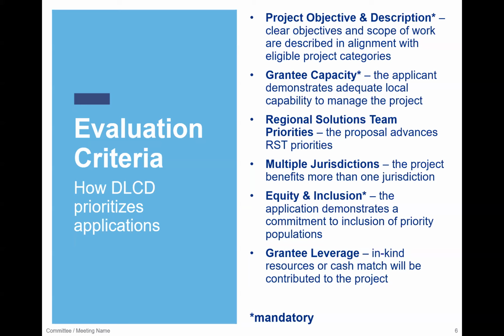While we do have quite a bit of flexibility, we do keep to the list of priorities to the extent that we can. There's a few mandatory priorities, and then there are some that provide weight to the applications. So of the mandatory priorities or evaluation criteria, the project objective and description is really important. So that just means that applicants should provide clear objectives and the scope of work when they're submitting their proposal, so that we know what type of project you're looking to do and what you're looking to accomplish.